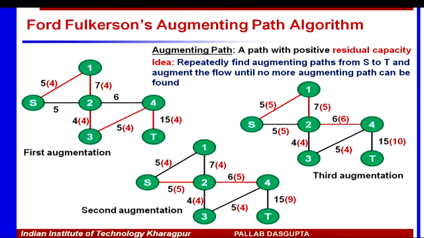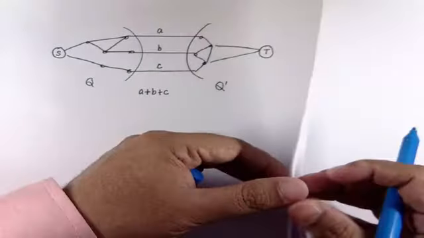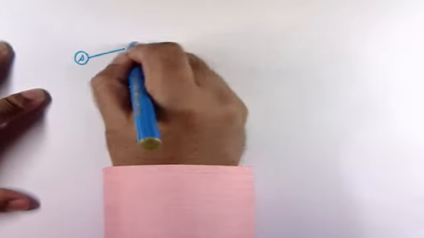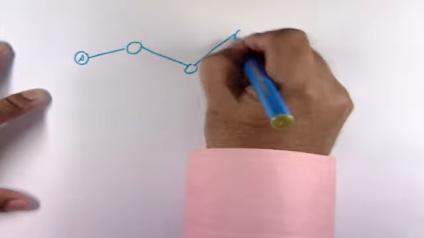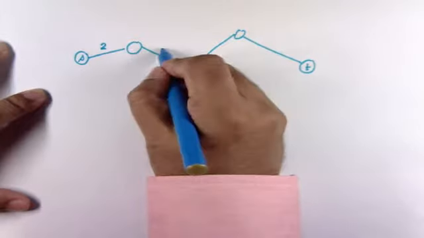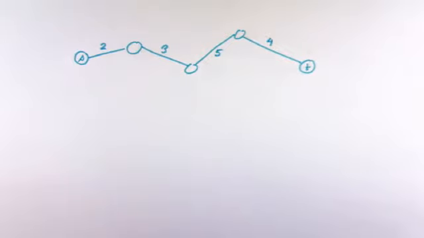So I have found out in the graph, let's say that at some point of time, I have found out that there is a path from S to T through some nodes, and the residual capacities, let's say, are 2, 3, 5, 4. Then how many units can I push from S to T along this path?